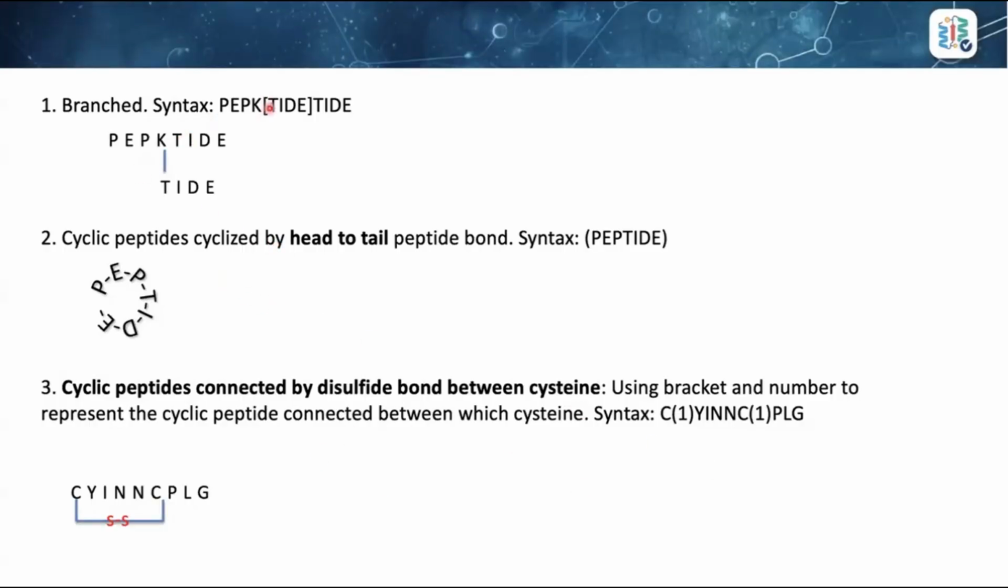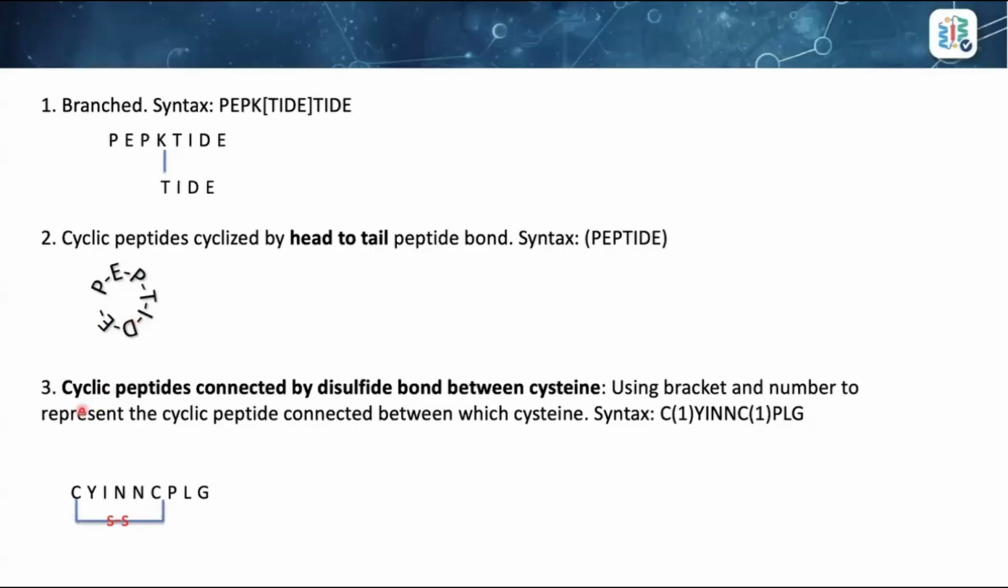For the branched peptide, we use square brackets to show that this part is connected to the side chain of the main chain. And for the cyclic peptide, if it is cyclized by a head-to-tail peptide bond, we just use this bracket to show that this PEPTIDE was cyclized by this P and E to generate the peptide bond.